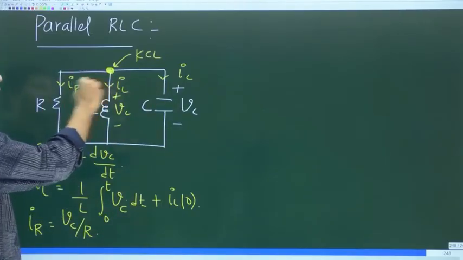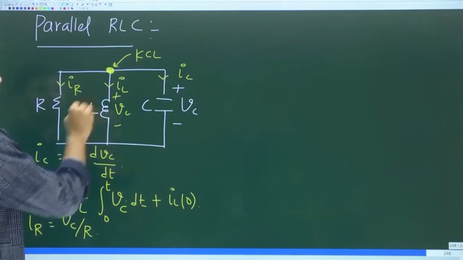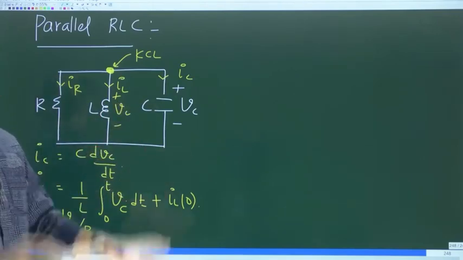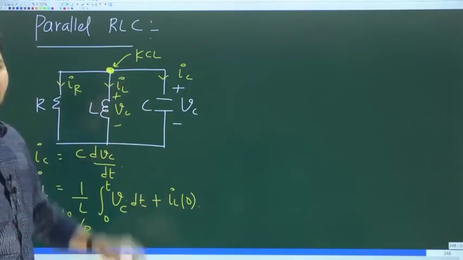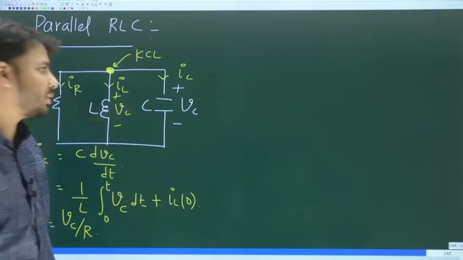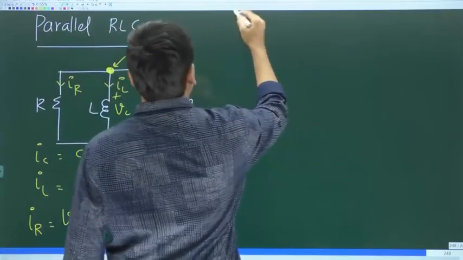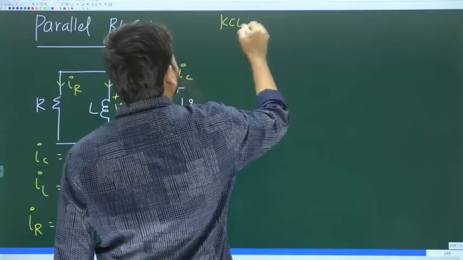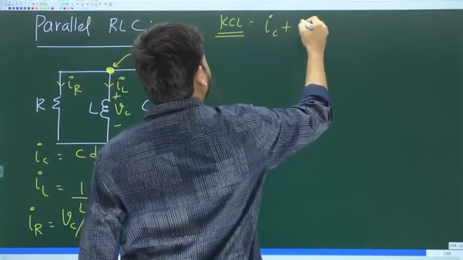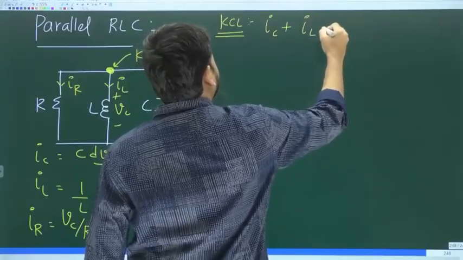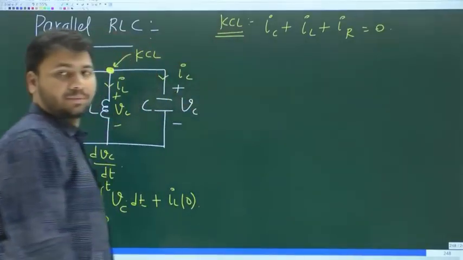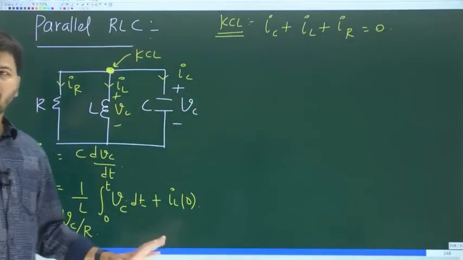How many currents are flowing at the top node? Three currents are flowing. IC is leaving. IL is leaving. IR is also leaving. No current is entering. So what is KCL at this node? IC plus IL plus IR equal to 0. So writing KCL at this node gives us IC plus IL plus IR equal to 0. I hope it is clear up to this point.